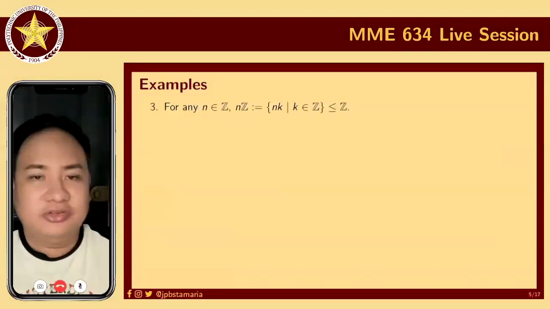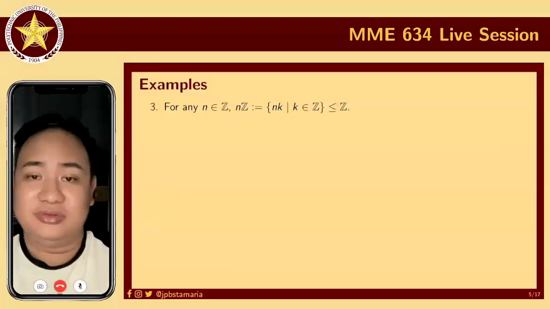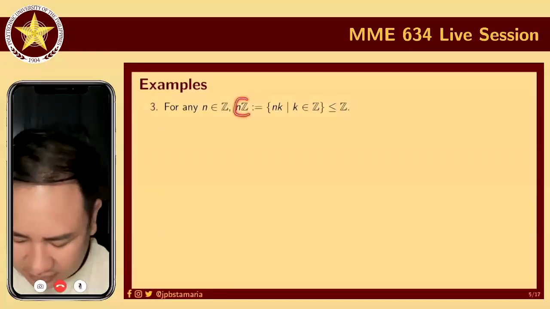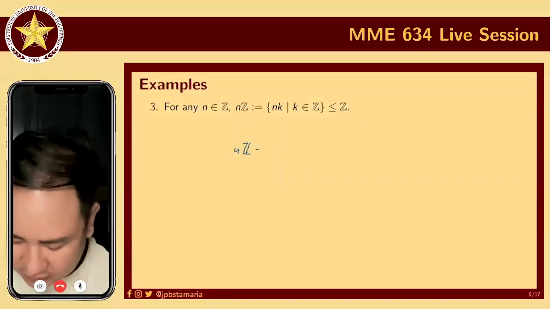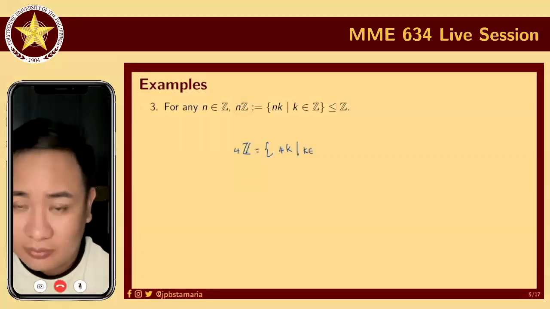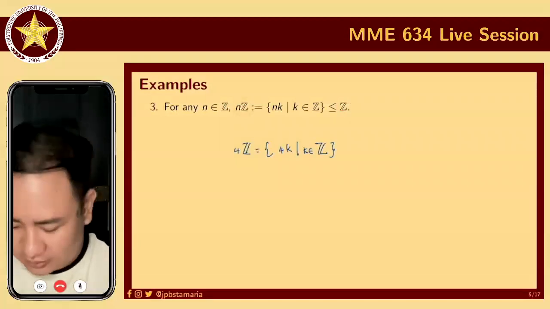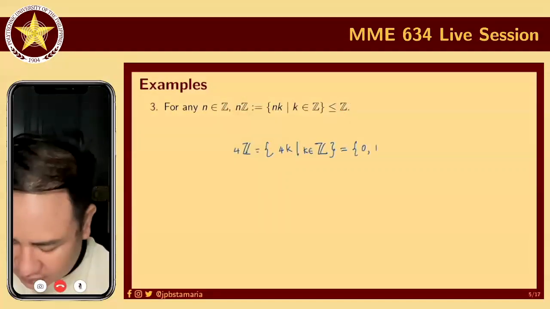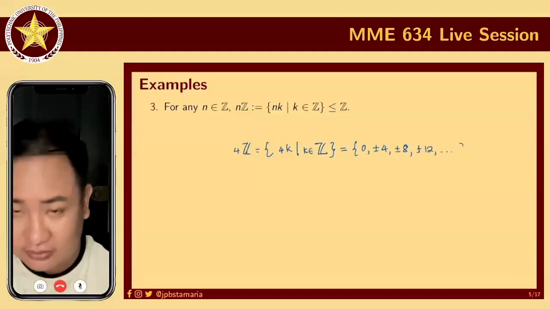Okay, let me introduce another subring. This time, of the ring Z of integers. Fix an integer n, and then look at nZ. When you see nZ on the blackboard, for example 4Z, you know that it consists of the numbers 4k. In other words, these are the multiples of 4: 0, plus or minus 4, plus or minus 8, plus or minus 12, and so on.